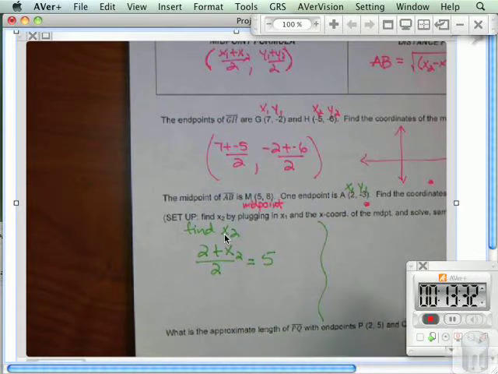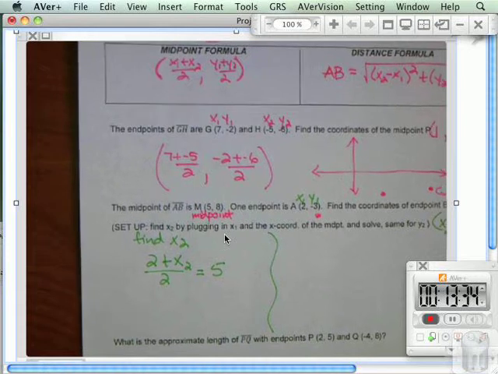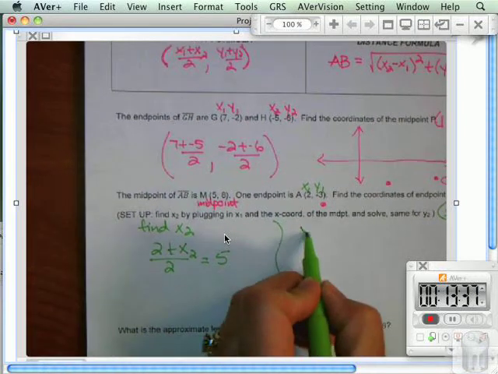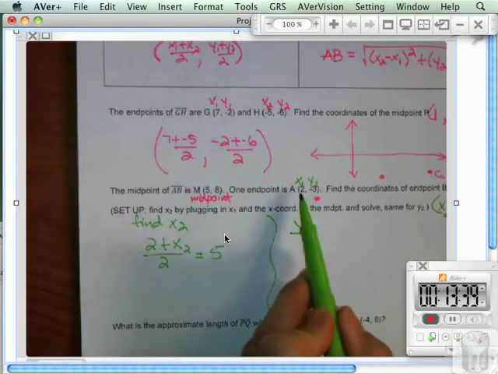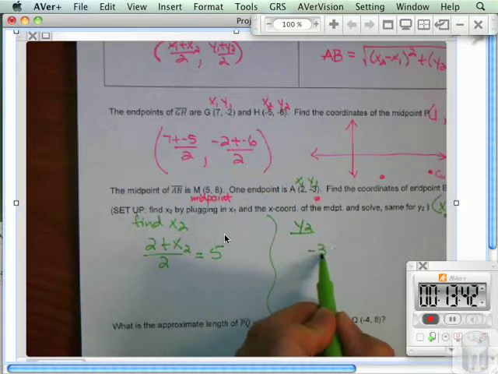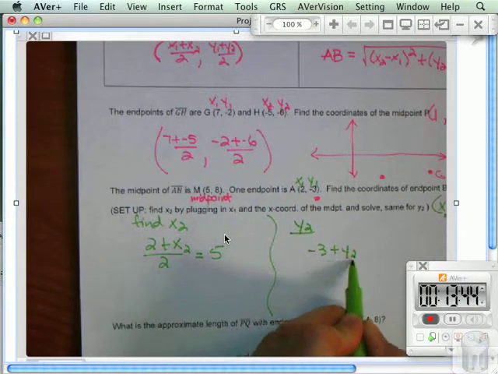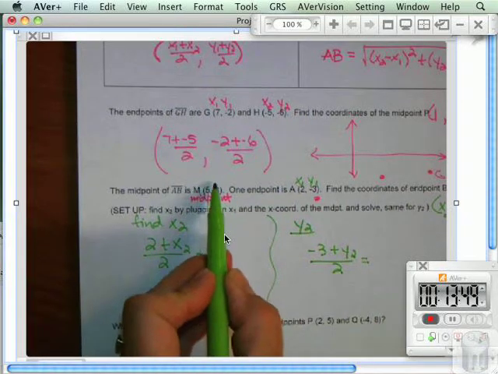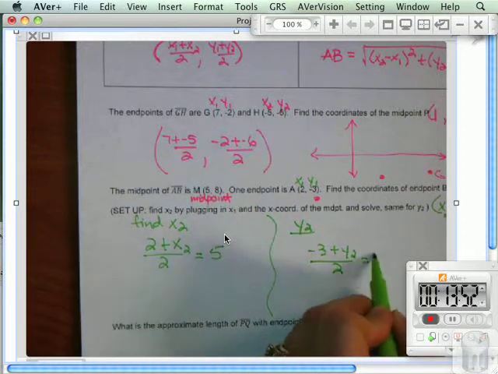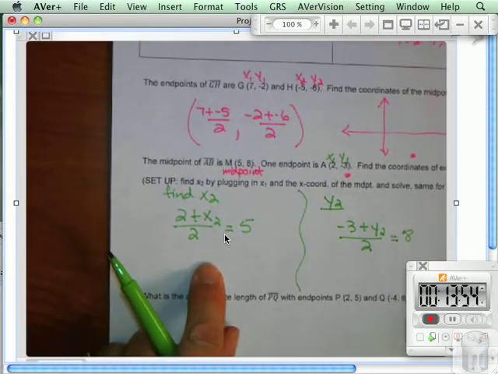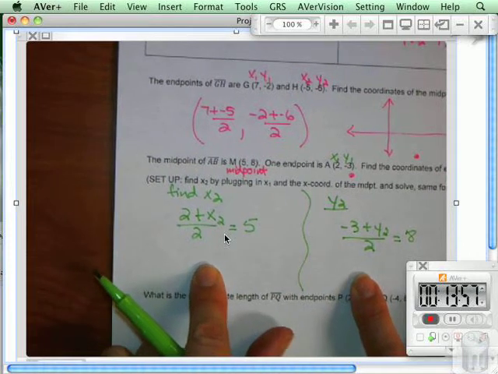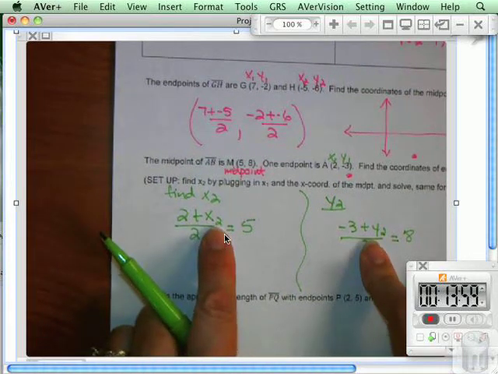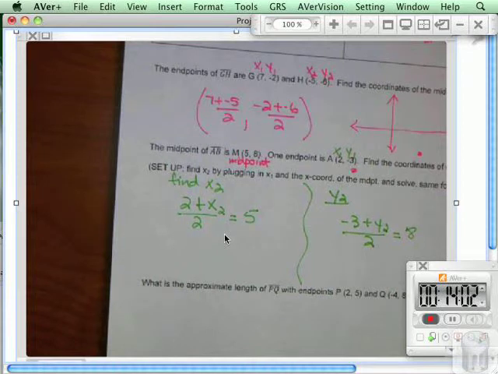See, then I'm going to do the same thing for the y-coordinate. So let me just set that up right now. The y-coordinate, this is finding y2 here. I know y1 is -3. I don't know the y2, but I have to divide that by 2. And that's equal to the y-coordinate of the midpoint. So I'm going to do both these parts, and then I'll be able to find my x2, y2. Does that make sense? Yeah. Good, because it'll be on the quiz tomorrow. Okay, so you practice it a little bit.